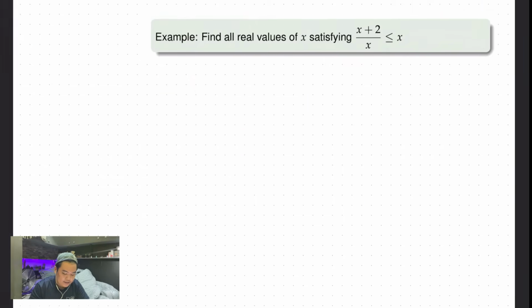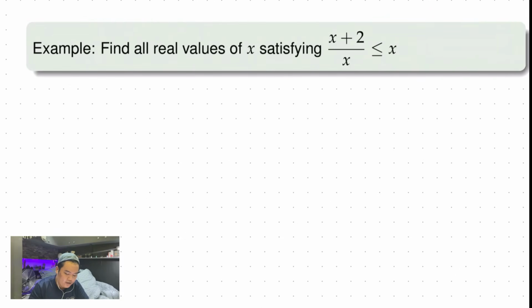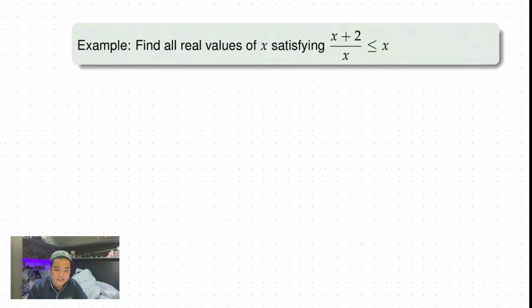Gawa pa tayo na isa pang example. Okay, find all the real values of x satisfying this. Ito rational naman. So, ganun ulit. Same step. Ilipat sa kaliwa lahat. Or kailangan 0 isang side. So, yung plus x becomes minus x. And then, combine as a single fraction.